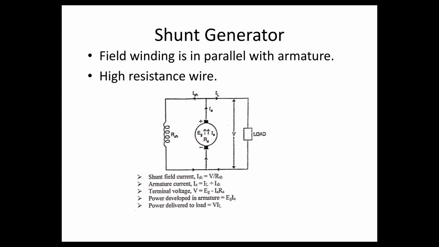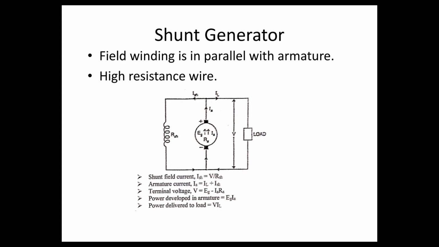2. Shunt generator. In this type, the field winding is connected in parallel to the armature. That's why it's called a shunt generator. This field winding has many turns of fine wire and high resistance. Only a small part of the current flows through the field winding. The rest goes to the load.